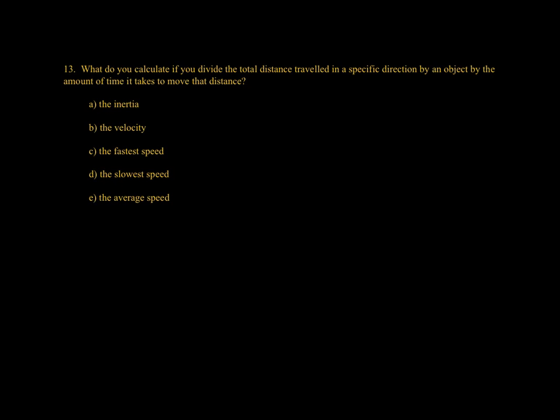Okay, so what do you get if you calculate by dividing the total distance traveled in a certain direction by the amount of time it takes to go that direction or that distance? That would be the velocity, right? Anytime you're talking about distance traveled in a direction over time, that's velocity. Just distance over time without direction would be speed.